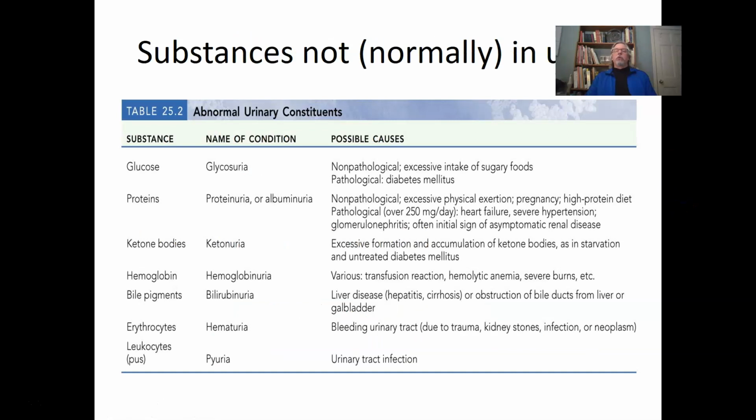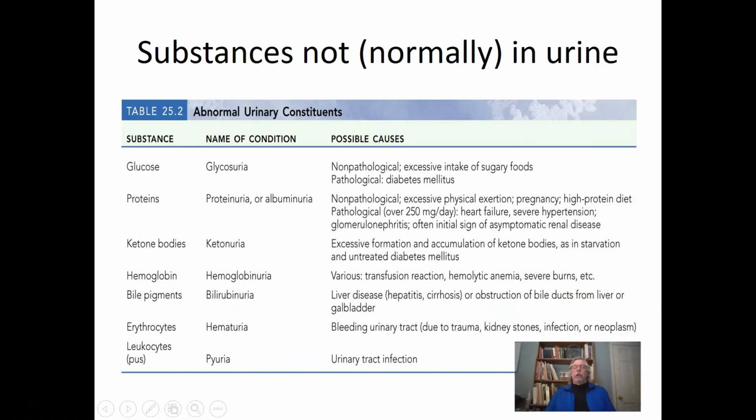Here's what you don't normally find in urine. And in fact, a urine test is often used to diagnose some disorders that have abnormal substances in them. So normally you don't have any glucose. Glucose is filtered but completely reabsorbed. Presence of glucose, called glycosuria, is an indicator of perhaps diabetes or perhaps excess intake of sugary foods.